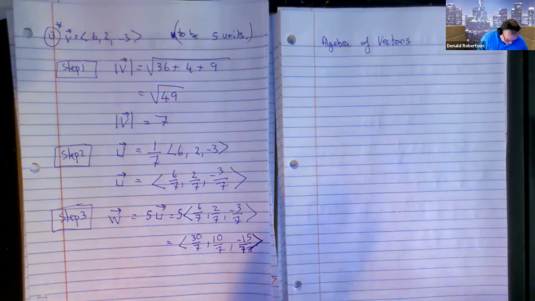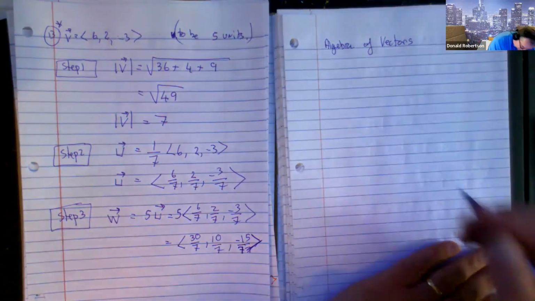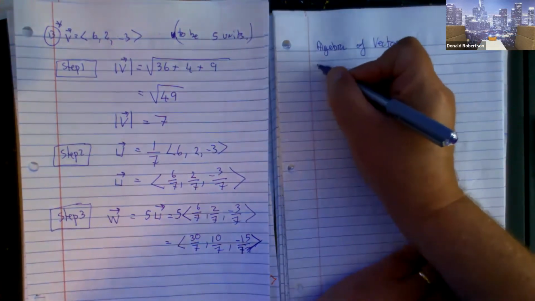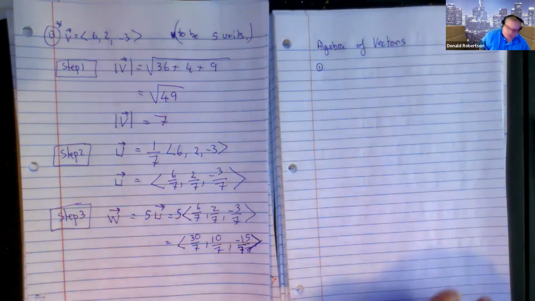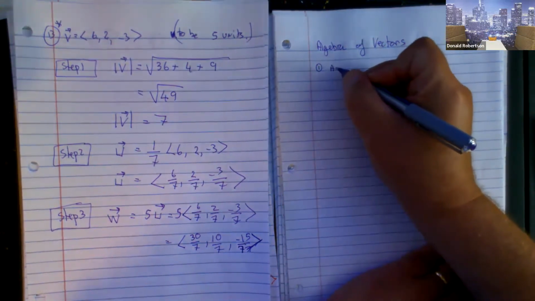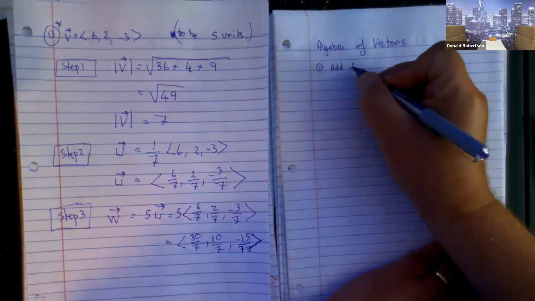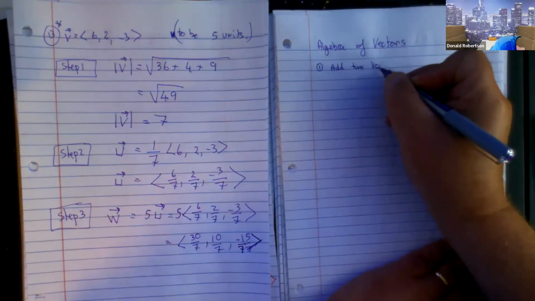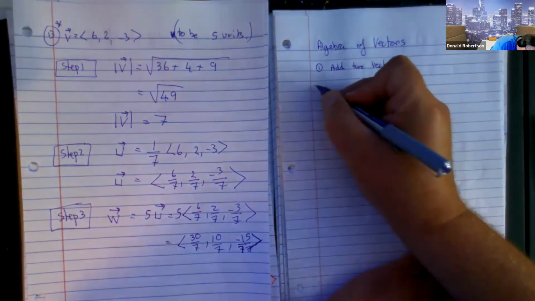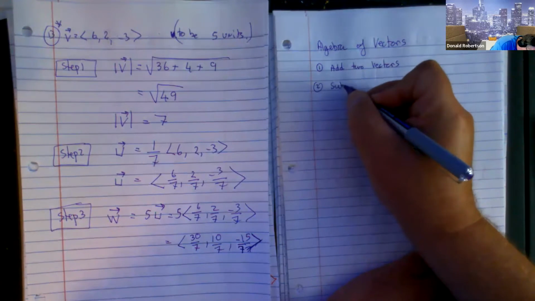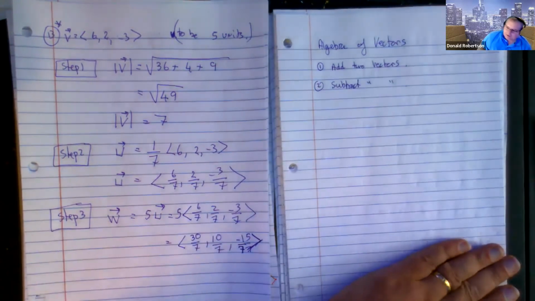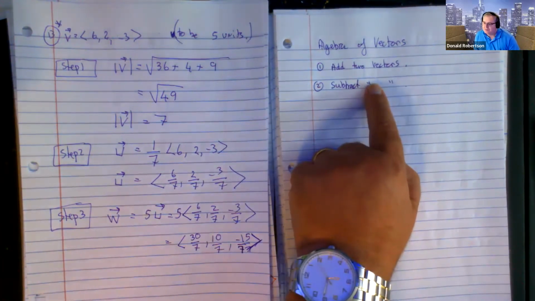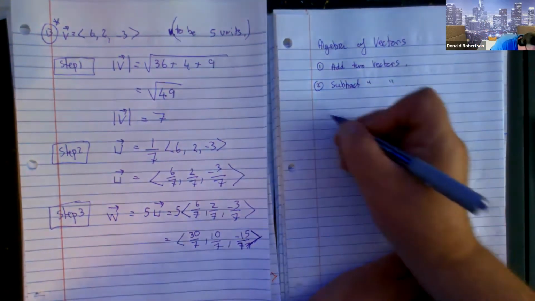Right. So we're going to do the algebra of vectors. And algebra is basically, how do you work with vectors? Can you add them? Can you subtract them? Can you multiply them? What can you do with vectors? Well, let's show you a little list of what you can do. You can add 2 vectors. You can subtract 2 vectors. Yeah, I'm using those little funny dotted quote marks again.